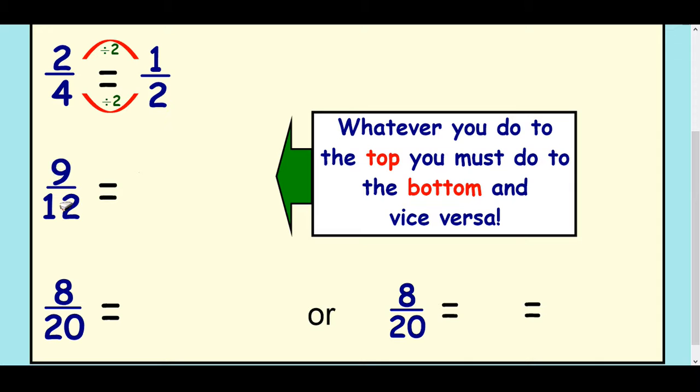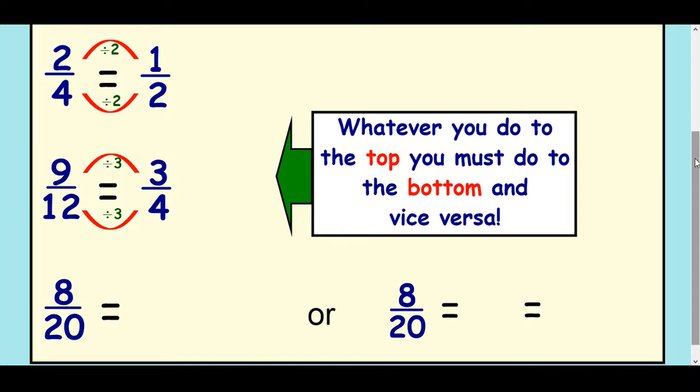We've got 9 out of 12, or 9 twelfths. So again, you're trying to find a times table that they're both in. So 9 and 12, they're both in the 3 times table. Okay, so we'll divide the top by 3, and we'll divide the bottom by 3. So we'll do 9 divided by 3, which is 3, and 12 divided by 3, which is 4. So 9 out of 12 is the same as 3 out of 4, 3/4 and 9 out of 12.